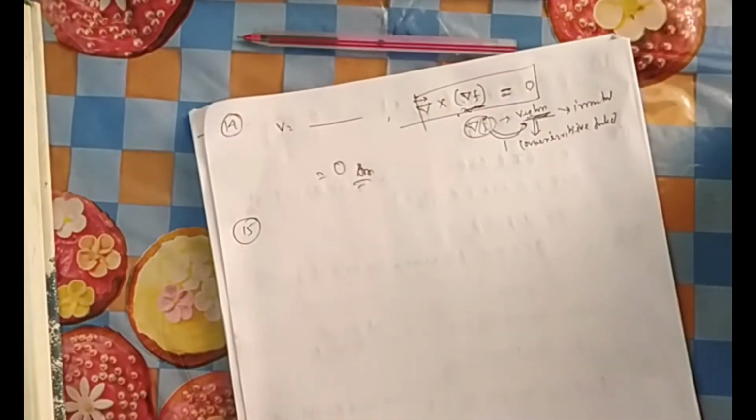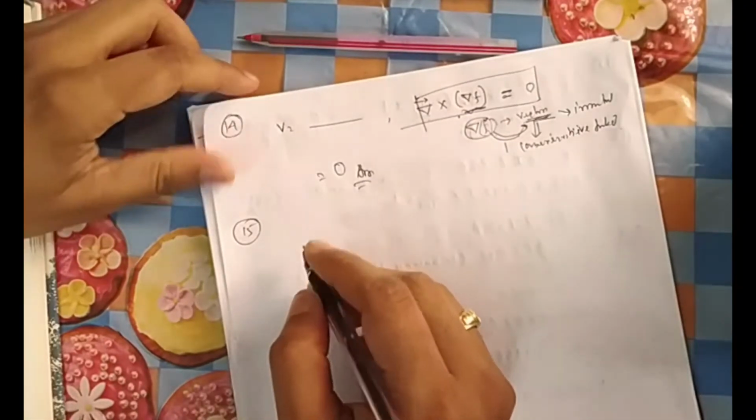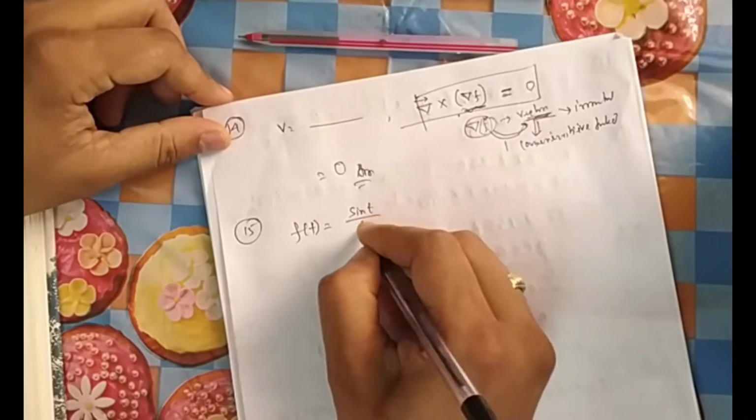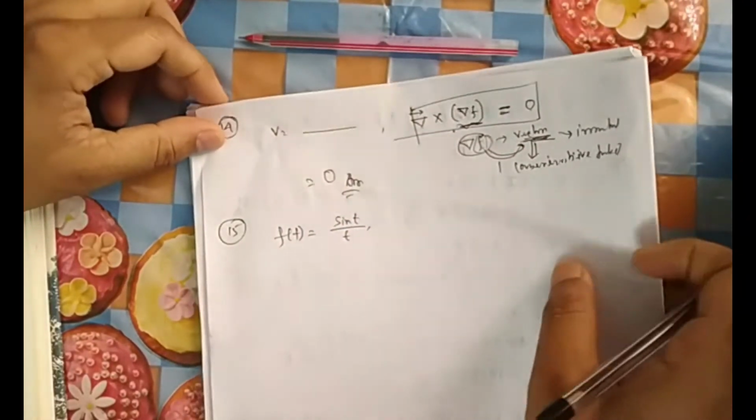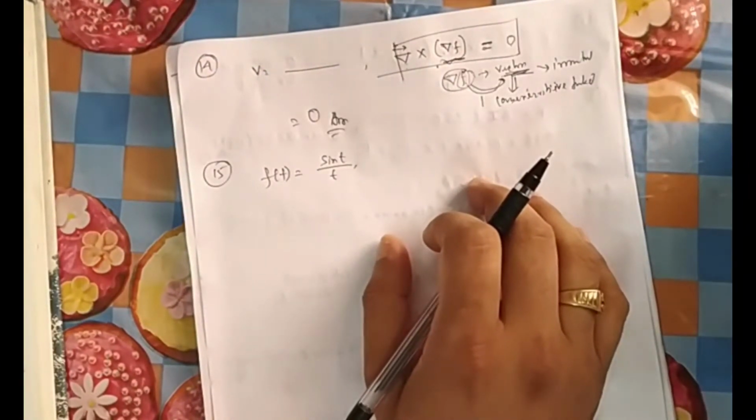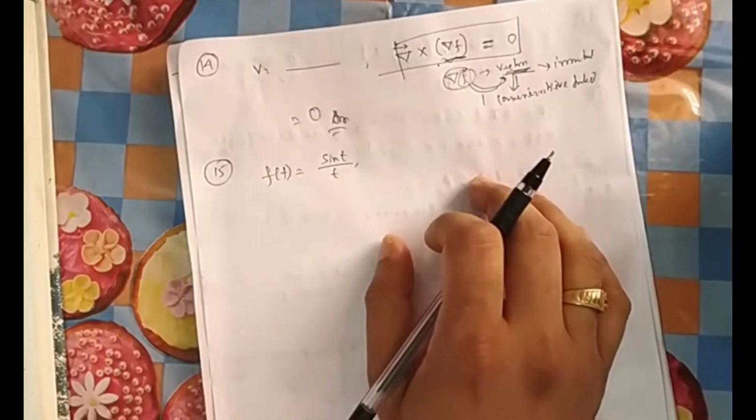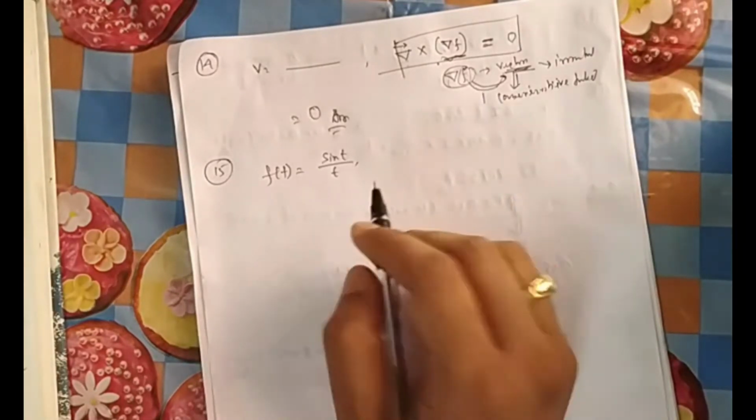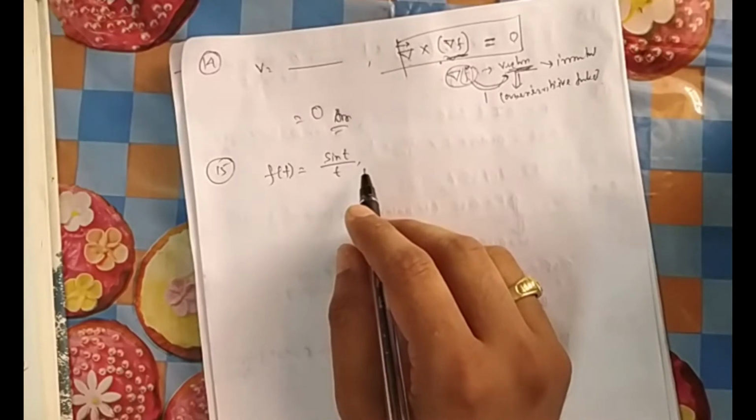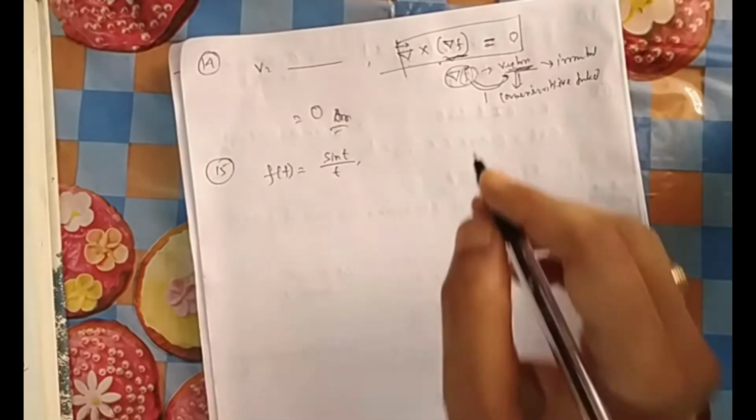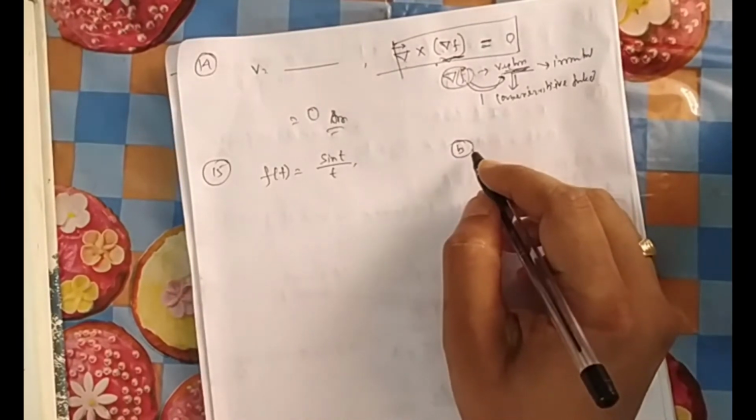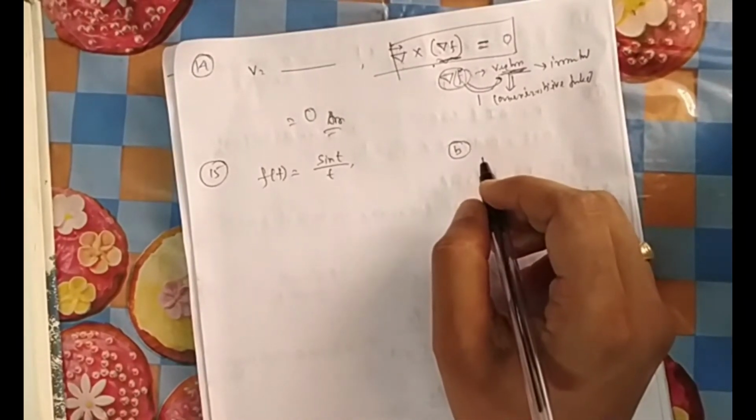Now question 15. At t equal to 0, the function f(t) is equal to sin t by t. They are asking you to find the maximum, minimum, continuity, discontinuity, point of inflection. For maxima and minima we need to differentiate it and then take the second derivative. But before going to that, let us first check option B, whether it is a discontinuity or not. If it is a single correct option and this is true, then we don't have to do it for maximum and minimum.